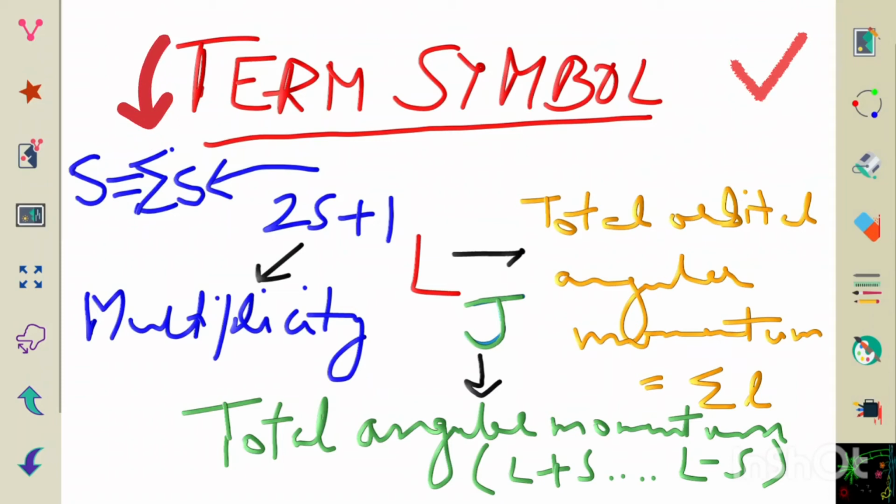Everyone. In the last video, we have learned about electronic configuration. So, in continuation with that, we will learn how to write the term symbol. First of all, what is a term symbol? A term symbol is basically a representation of an atom which represents the energy of a particular electron arrangement.